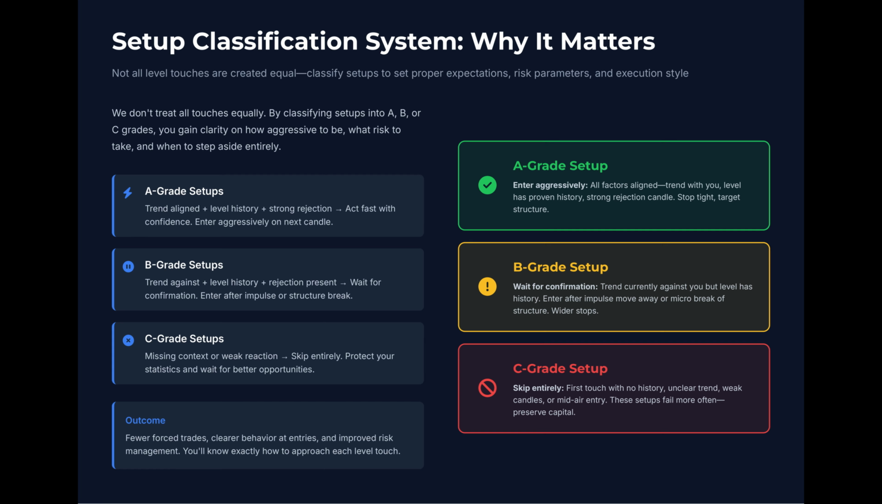This is why we've developed what I call the ABC classification system. Think of it as a quality control mechanism for your trading decisions. It's the difference between forcing trades and selecting only the highest probability opportunities.